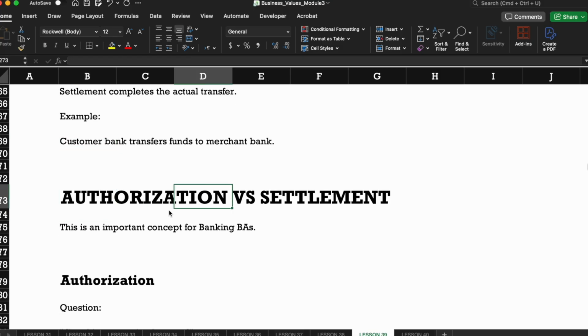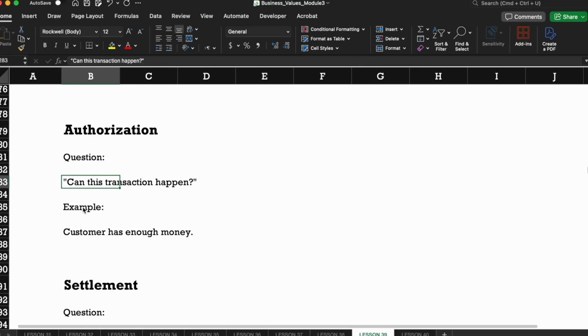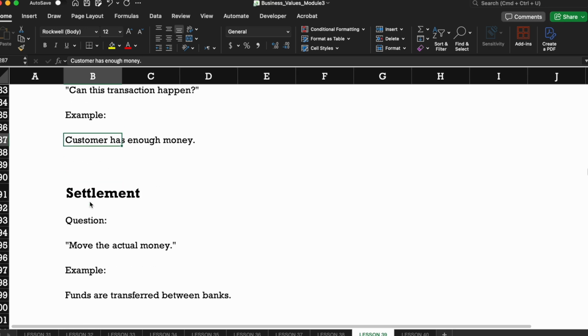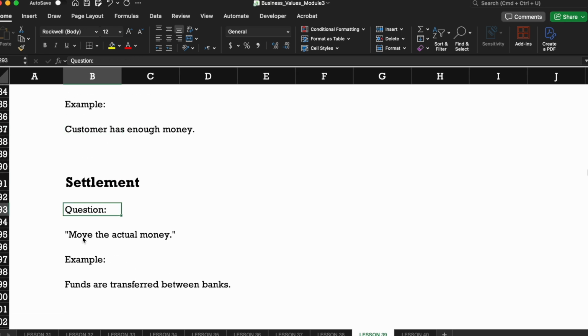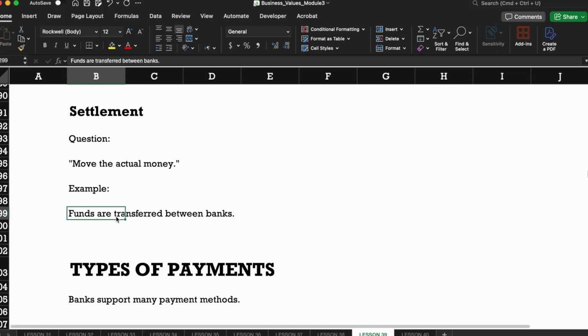Authorization versus settlement. This is an important concept for banking BAs. Authorization question: can this transaction happen? Example: customer has enough money. Settlement question: move the actual money. Example: funds are transferred between banks.